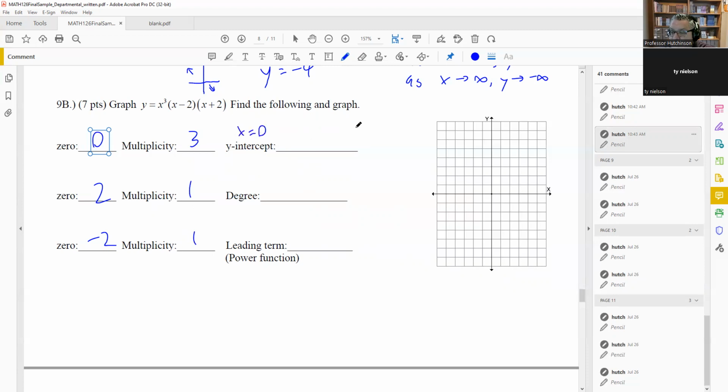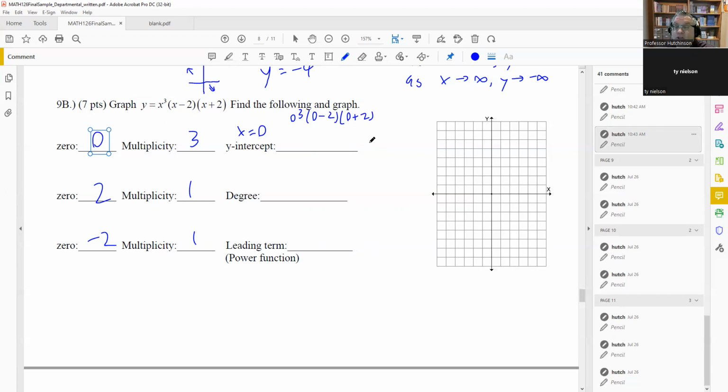Y-intercept is where you put in a 0 for x, but if you put a 0 in for x here, the whole thing turns into a 0. So we get 0 cubed, 0 minus 2, 0 plus 2.